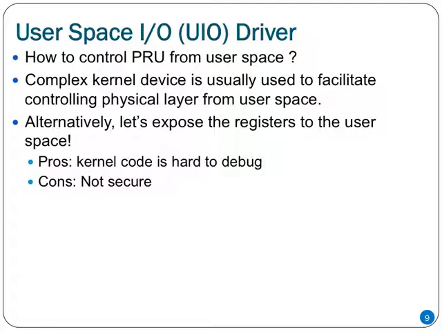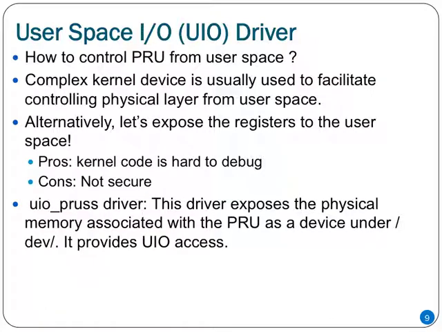The advantage of that is that kernel code is hard to debug, so the user space code is easier. However, it's not secure, so anyone can mess up with your code. There is something called the UIO PRUSS driver. This is a driver which exposes the PRU stuff to you in user space.